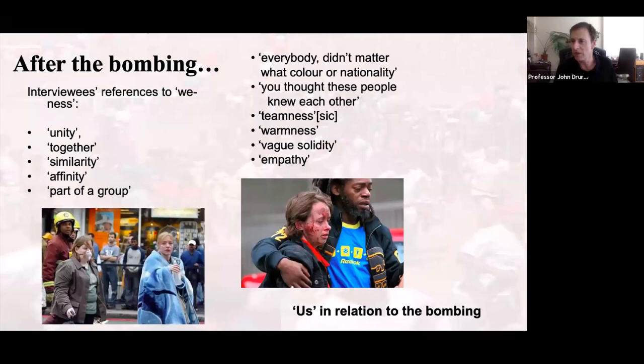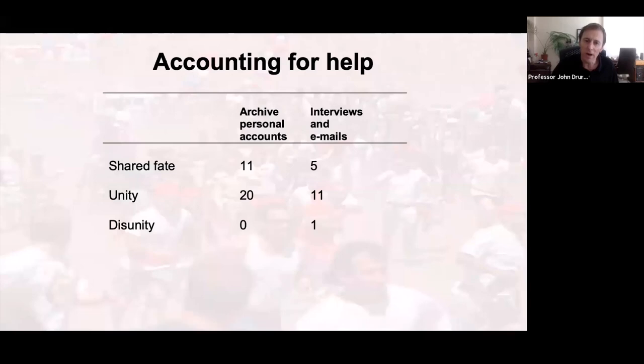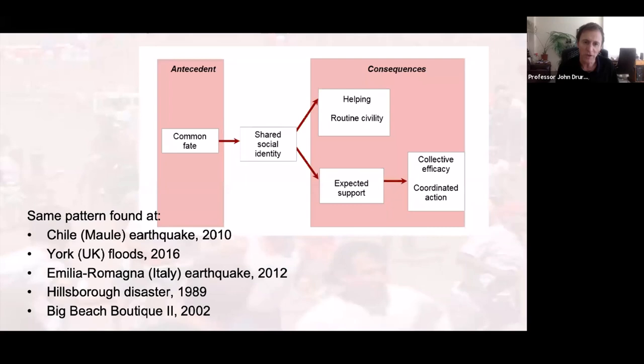And when we looked at the numbers, now these numbers are small, but they are in line with our expectations that unity is a kind of proxy here for a way of talking about shared social identity and being a group. And you can see that many more people talked about unity and common fate than being together, than talked about disunity or being untogether. Now, this study and many others like it, at different kinds of emergencies, earthquakes, floods, the Hillsborough disaster, the Big Beach Boutique, which was not quite a disaster, but nearly a disaster, together have led us to put together a model which explains how groups can arise in emergencies and lead to adaptive behaviour that we call collective resilience.